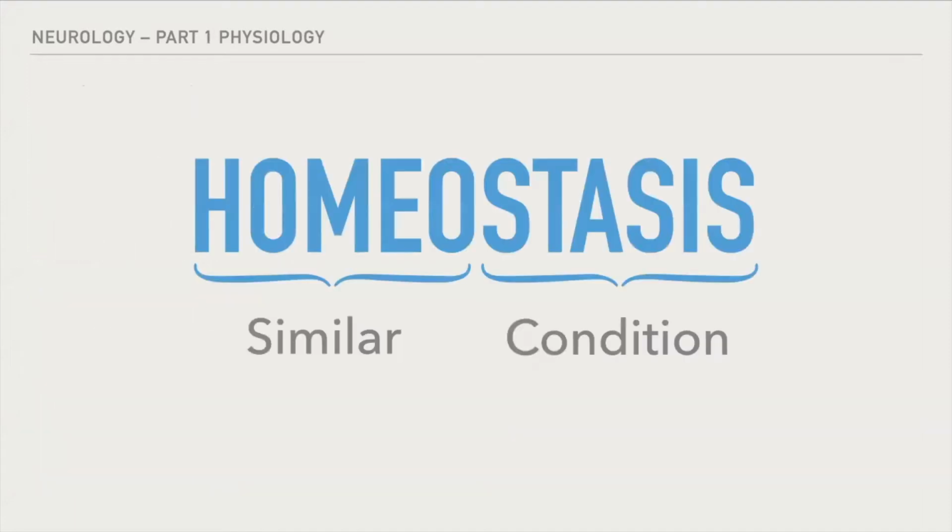So, homeostasis. We can divide the word homeostasis into homeo and stasis. Homeo means similar and stasis means a condition. So, homeostasis is the state of maintaining a similar condition.